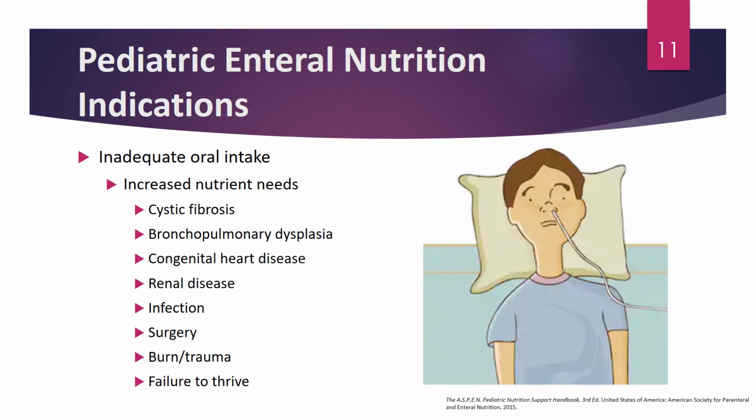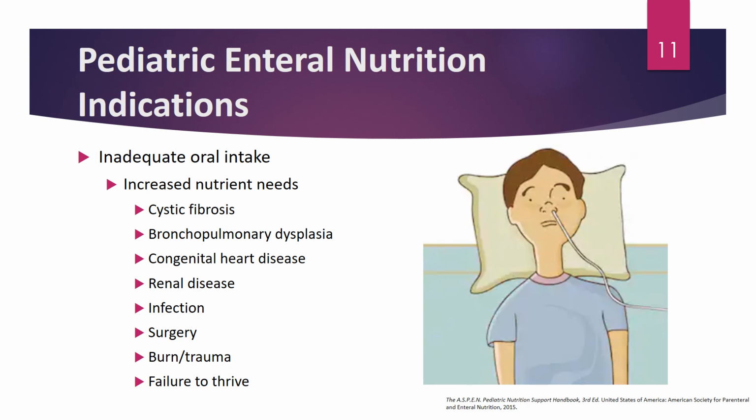So in regards to feeding development, if feeding development doesn't work out for a patient for some reason, or if a patient is born where they're not able to feed properly, they may actually need enteral nutrition. And for enteral nutrition, some of the indications will actually be very similar to indications we saw with the adult patients. So the first main category of enteral nutrition indications for pediatric patients is inadequate oral intake.